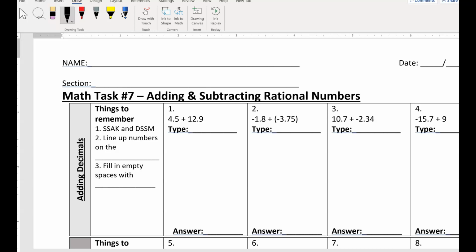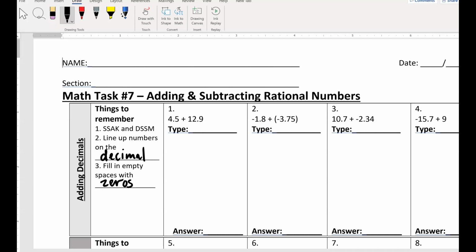We'll see your thinking, what you want to do, but there are some basic rules that we always need to follow, right? So when adding decimals, the things we want to remember is same signs add, keep, and different signs subtract more. But you also want to remember to line up the numbers on the decimal, right? And then any empty spaces you get filled with zeros. Let me show you what I'm talking about.